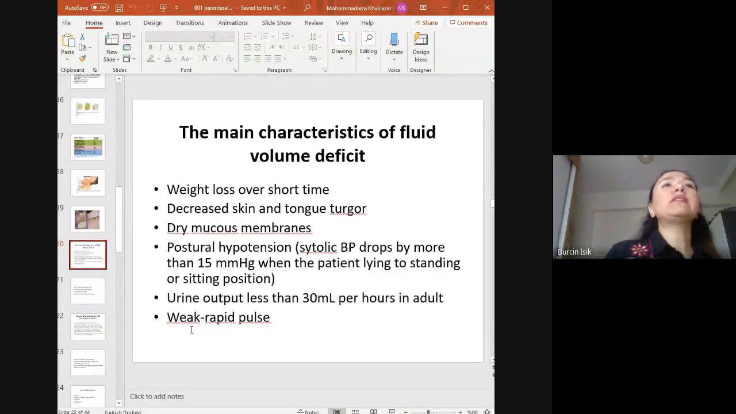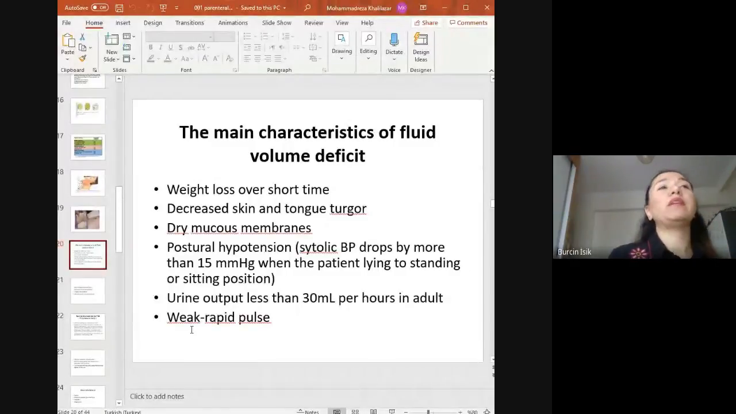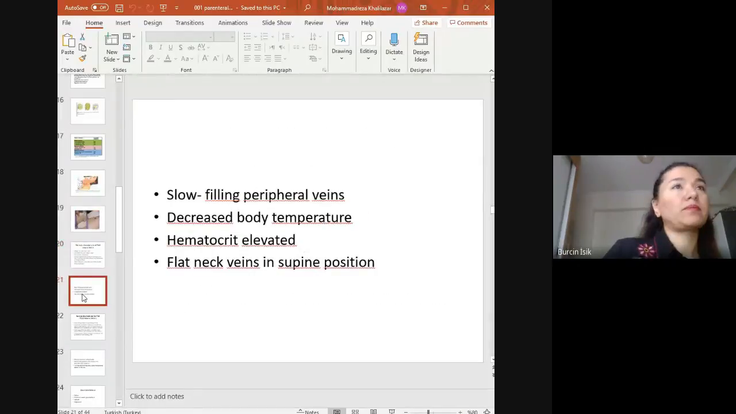So the characteristics of the fluid volume deficit are maybe weight loss over a short time, decreased eating and thirst, dry mucous membranes, urine output less than 30 milliliters per hour, and weak rapid pulse. And maybe flat neck veins in the supine position, hematocrit is elevated.